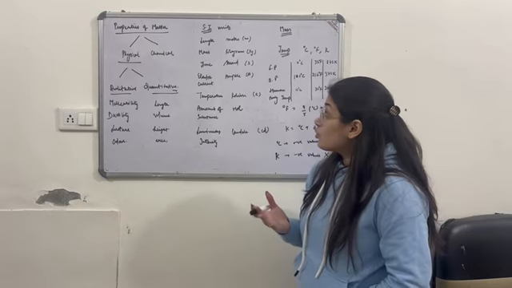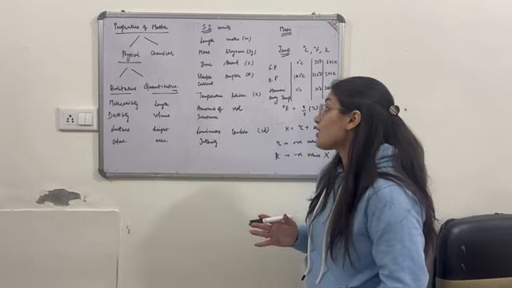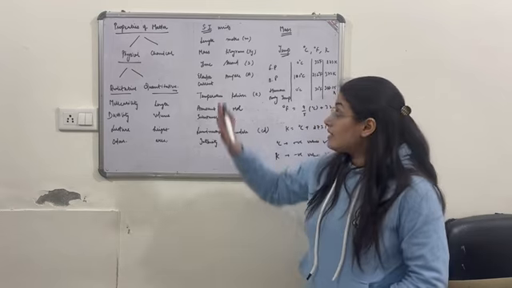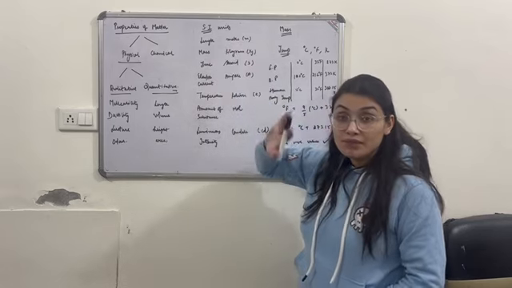Now we have a total of 7 base units. Okay. These are the 7 base units I have written over here. Length. Its unit is meter.